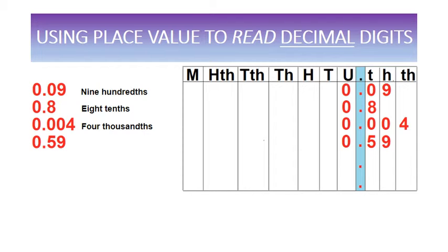0.59. We could say that this number represents 5 tenths and 9 hundredths, which is correct, but we've got 2 different names there and we want one name for the number. So this number represents 59 hundredths, because 50 hundredths is the same as 5 tenths if we think back to the slide that we've just looked at.